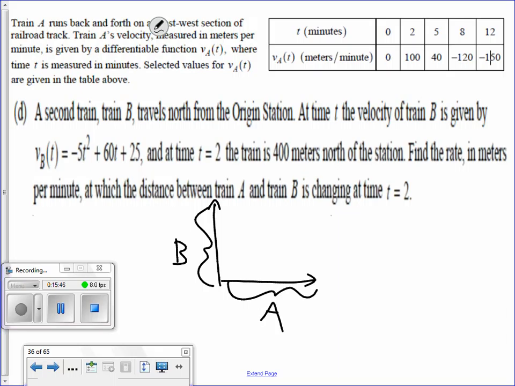They're asking, and they already gave us, let's see what they're asking for. They gave us the rate at which B is changing, right? And they want to know the rate at which the distance between them is changing. So we're going to label that C. What are they looking for? dC/dt.